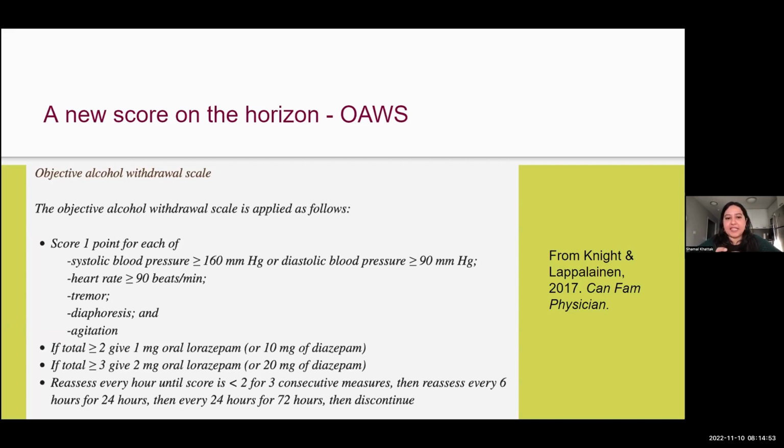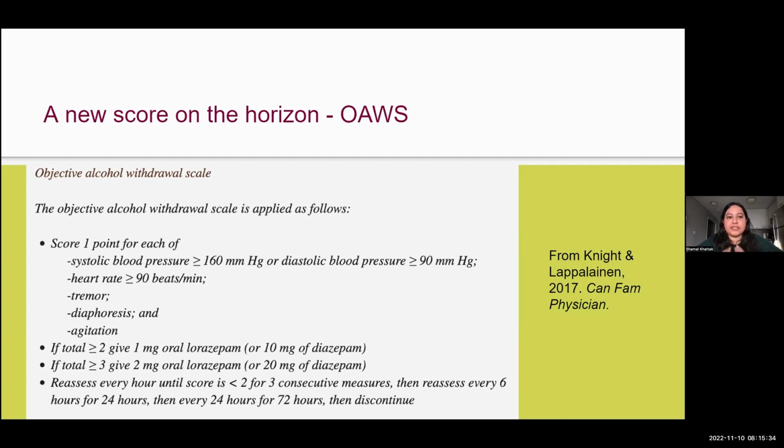They even mention in this study that they tend to change the scoring criteria and the dosing depending on whether or not certain objective measures are explained by other conditions. They provide a score for systolic blood pressure greater than 160, heart rate greater than 90, tremor, diaphoresis, agitation. So looking only at the objective measures of withdrawal. And as I said, this was the protocol described in this paper, but they even acknowledged that this would change accordingly. For example, if the patient had uncontrolled atrial fibrillation, they might use a higher cutoff for the score because they would score positive on the heart rate, whether or not they were in withdrawal.